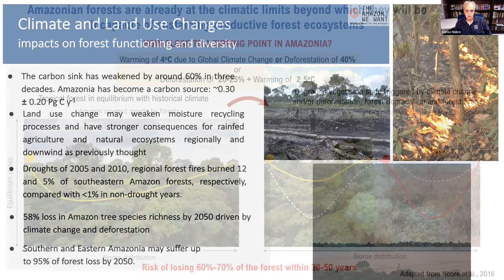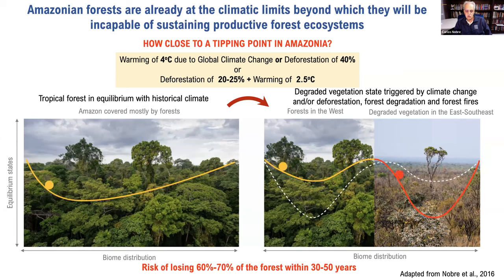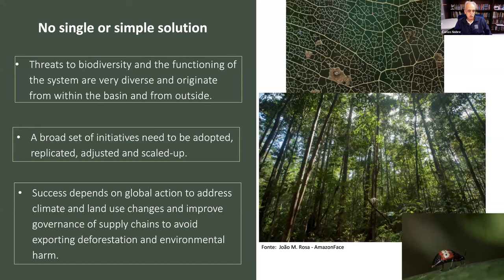So basically, we are very close to this tipping point in which we may switch from this forest to mostly open canopy, degraded ecosystem, 60-70% of the Amazon, if we exceed 25% of deforestation or global warming of 2.5 degrees. We are very close.